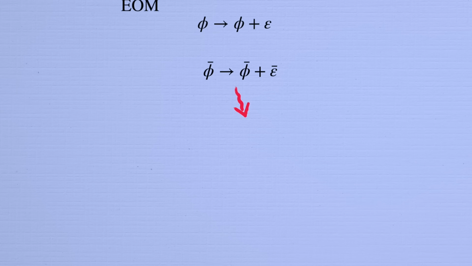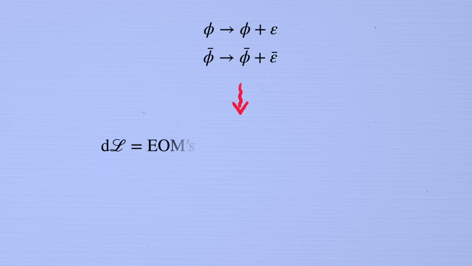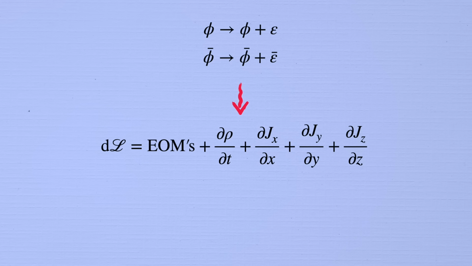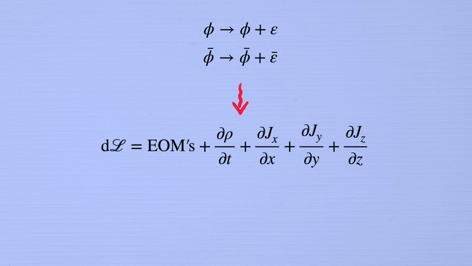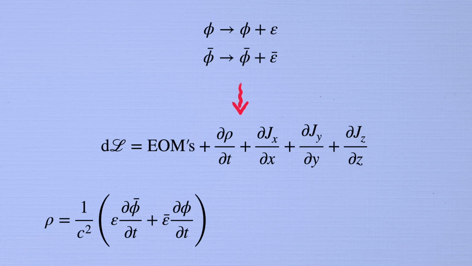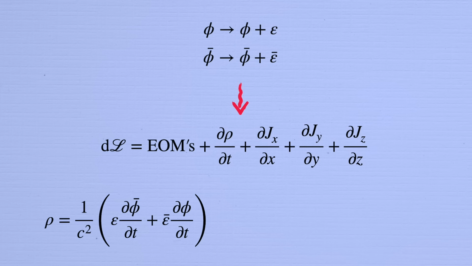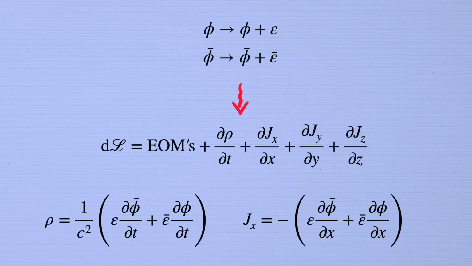And when we add it all up to find the total change in the Lagrangian, we get an equation of the form we expected. dL equals terms with the equations of motion, plus d rho by dt, plus dx jx, dy jy, and dz jz, where I've defined rho to be 1 over c squared, epsilon dt phi bar, plus epsilon bar dt phi, and jx equals minus epsilon dx phi bar, plus epsilon bar dx phi. And similarly for jy and jz.